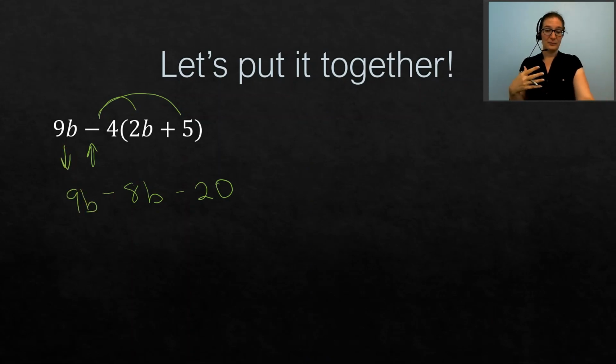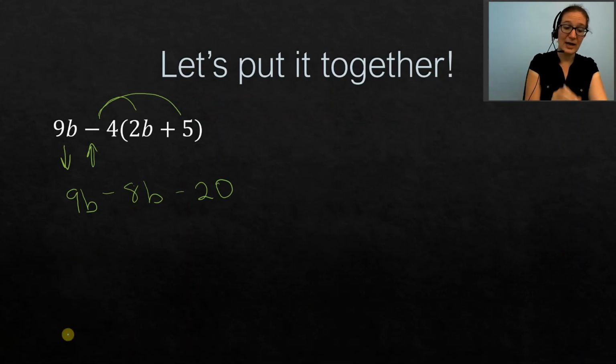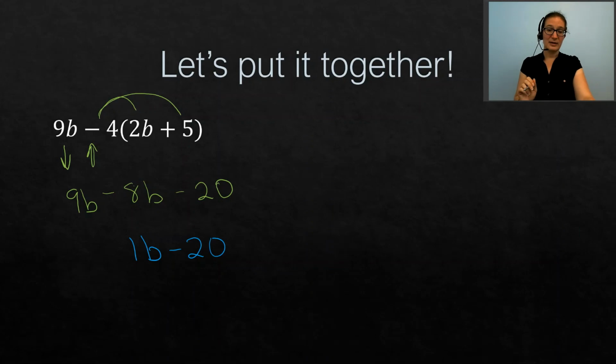Okay. Now, do I have some like terms that I can put together? Absolutely. I see that I have a b here and a b here. That means that I can go ahead and add those together. So 9b minus 8b is going to give me 1b. And nothing happened to the negative 20. It's still there. But you notice 1b minus 20 is smaller and simpler, and it's going to be much easier to work with than what we started with, right? So we're going to practice this a little bit before we move on to our next steps of solving, but we want to make sure that we can simplify and do this very well before we move on to the next thing. So let's practice this a bit.